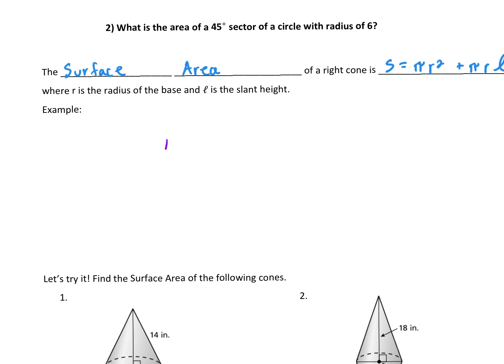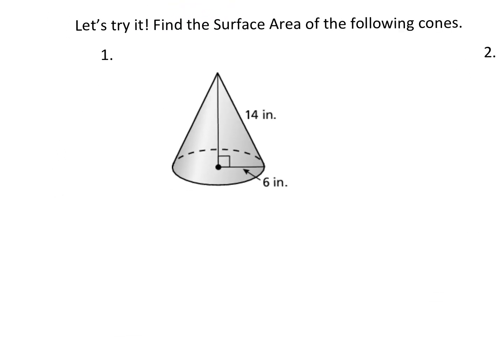So if I drew a cone here, this right here would be the radius, and then this slant right there would be the L. So let's try to work on this. Here they give us the slant, that's the slant, and that's the radius. The formula is S equals pi r squared, so r is 6 squared, plus pi times 6 times L, which is 14. We punch that into our calculator. This is in inches. It gives us about 377 inches squared.